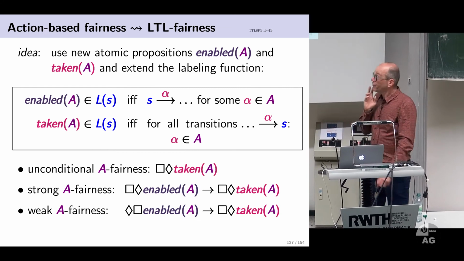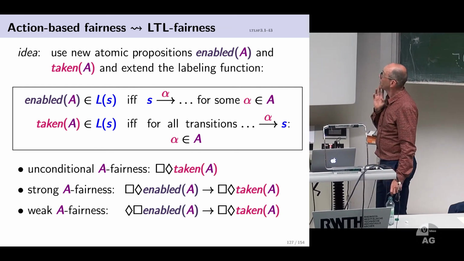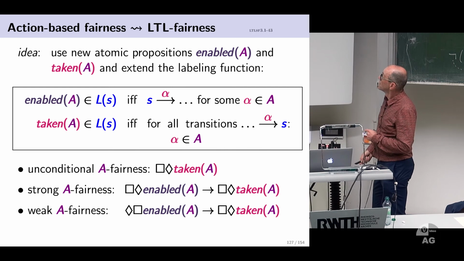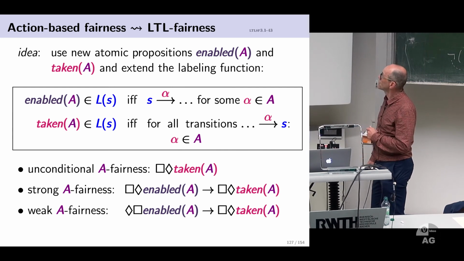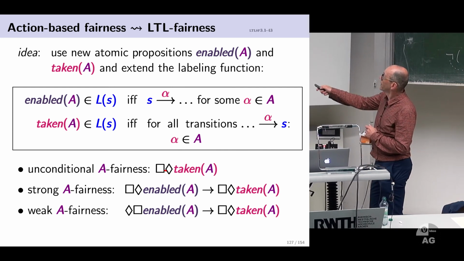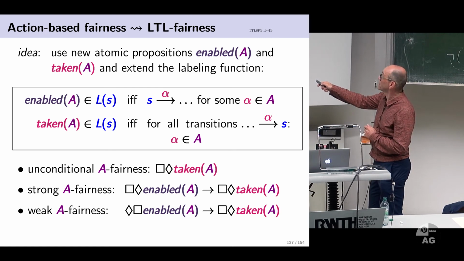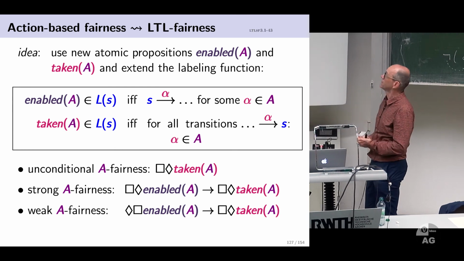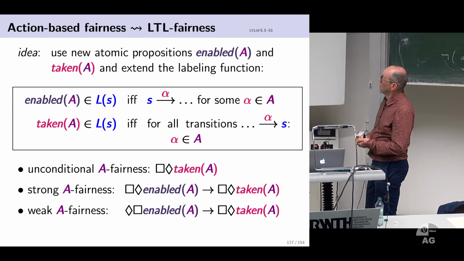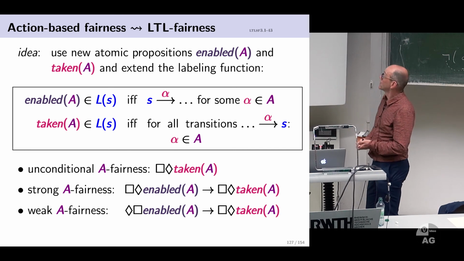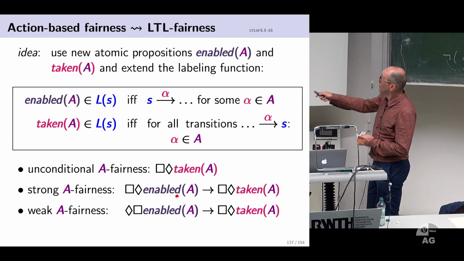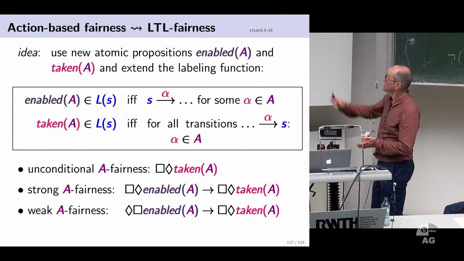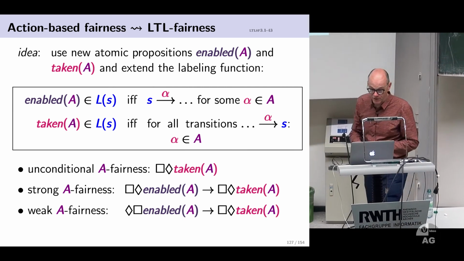Good. Then you can define the following LTL fairness assumptions. You can say, infinitely often I have to do an action in A now means infinitely often I need to be in a state satisfying the atomic proposition taken(A). Similarly, for strong fairness, you say if infinitely often an action in A is enabled, then infinitely often this should be taken. And the same similarly for weak fairness.